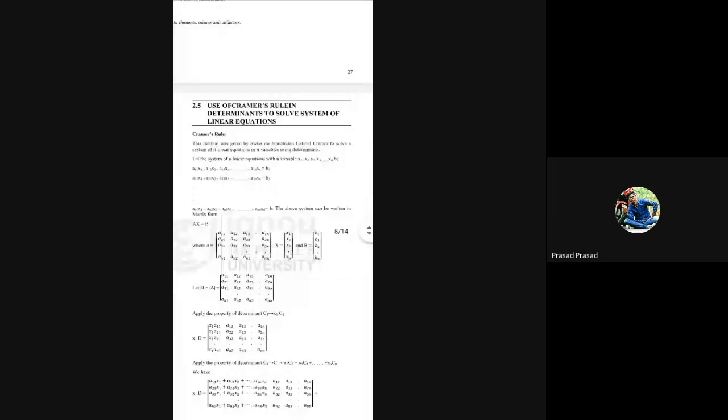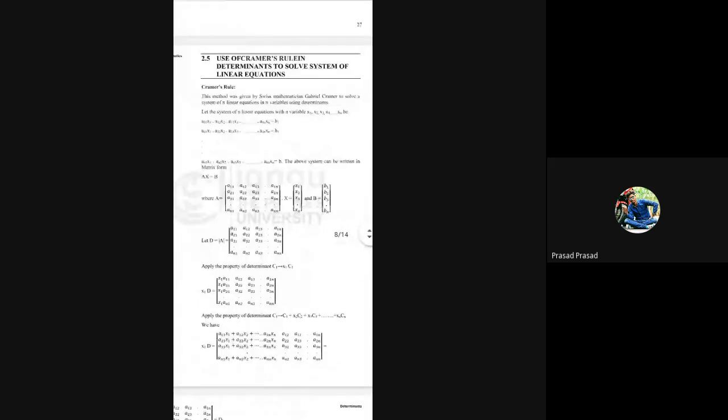Then come to Cramer's rule. Cramer's rule is applied to linear equations. How to solve it, and how are the elements taken? Only third order is explained here. If a linear equation is given, it is solved by Cramer's rule to find the values. Suppose a linear equation of 3 variables is given. Third order means there should be 3 variables.